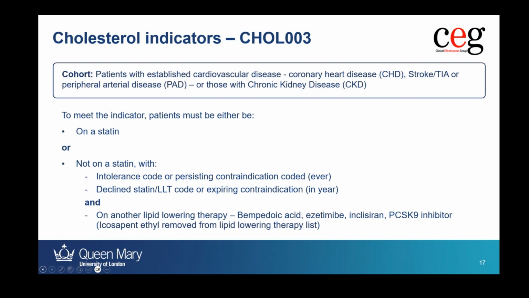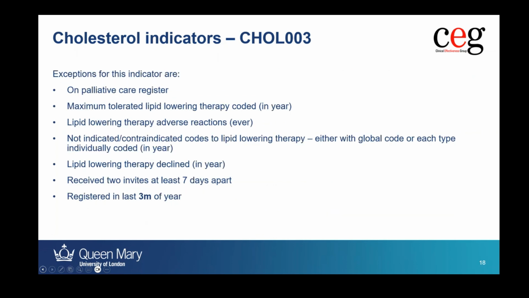If we move on to the next slide now, we'll look at the ways a patient can be excepted from this indicator. So if they're on the palliative care register, they're off the indicator. If they are coded as being on maximum tolerated lipid-lowering therapy in year, that will remove them, as well as similarly the adverse reactions ever. If they have not indicated or contraindicated codes to lipid-lowering therapy, now you can either code this with a global code, so lipid-lowering therapy not indicated, or you can do it for each type of medication.